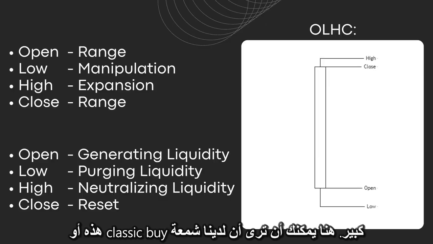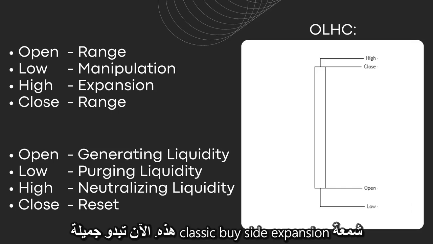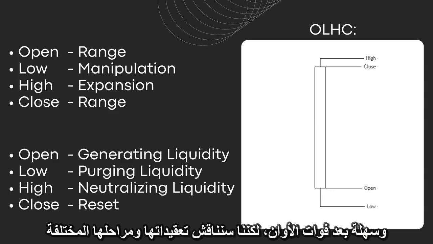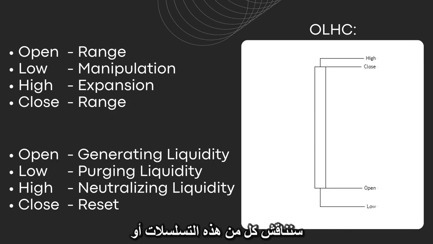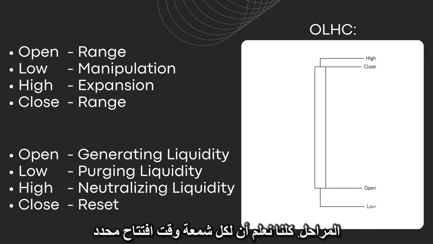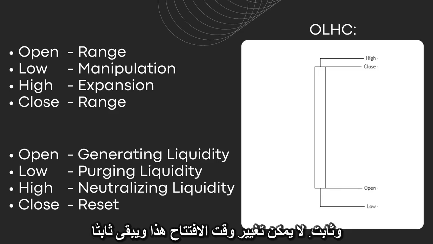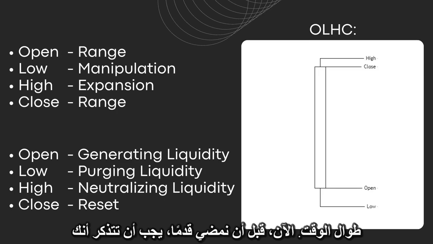So right here you can see that we've got this classic buy candle, or this classic buy side expansion candle, right? Now it looks sweet and cherry in hindsight, but we're going to discuss its intricacies and phases, and how it actually forms. We're going to discuss each of those sequences or phases. So we all know that each candle has a specific, definite, and constant opening time, right? That opening time cannot be changed and it stays constant all the time, right?